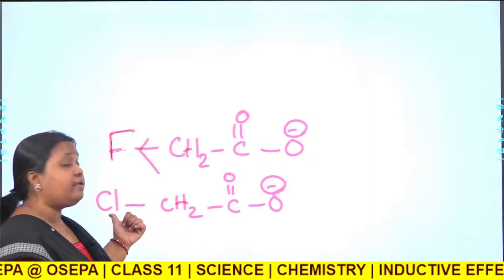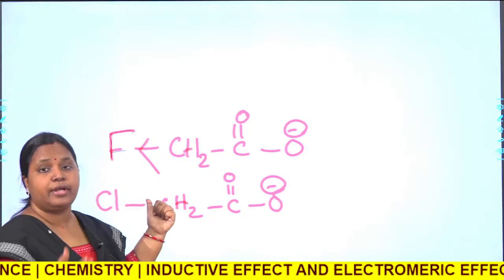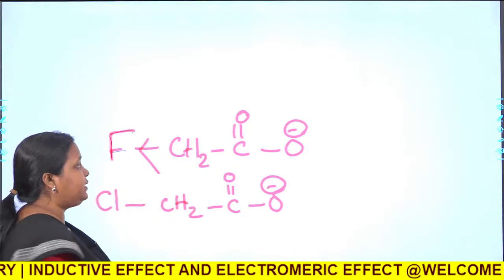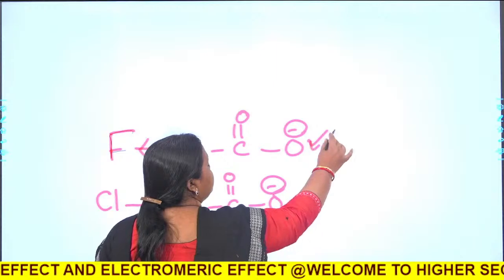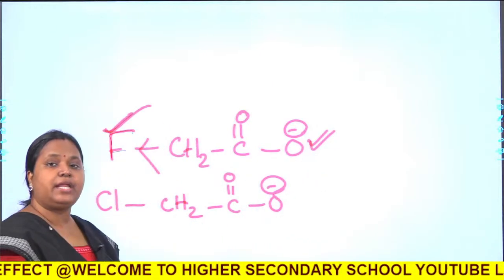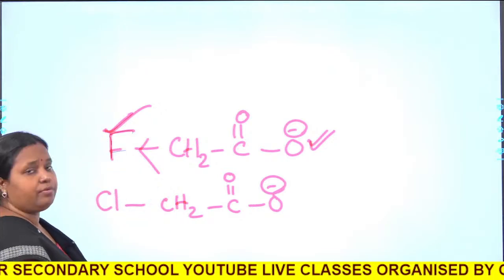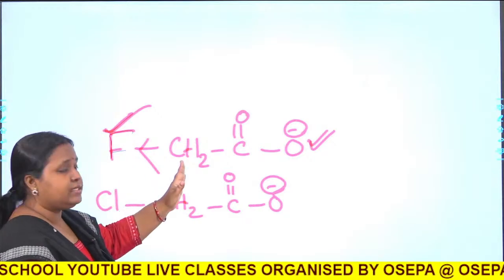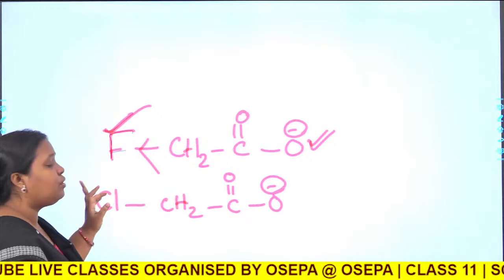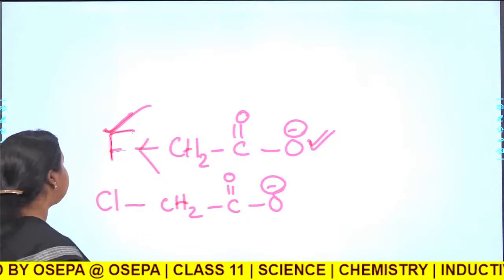So than chlorine. Fluorine will pull the electron very strongly towards itself than chlorine. Hence it will be more stable, because fluorine more effectively pulls the negative charge towards itself. Hence remember that the acidity order will be fluoroacetic acid will be more acidic than chloroacetic acid, then bromoacetic acid and then iodoacetic acid.